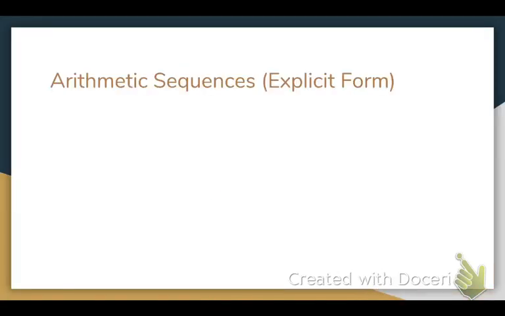The first thing we're going to talk about today is arithmetic sequences when they are written in explicit form. So remember that there's two different types of sequences we've talked about. We've talked about arithmetic sequences, which means to do what? Add or subtract. We've also talked about geometric sequences, which means to do what? Multiply and divide. Perfect. Those are two very separate things when we're talking about this.